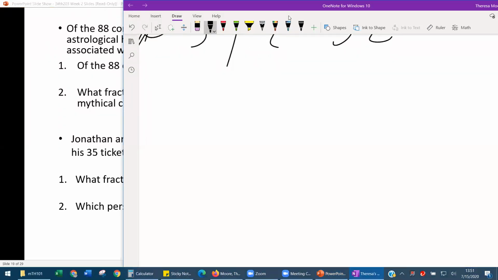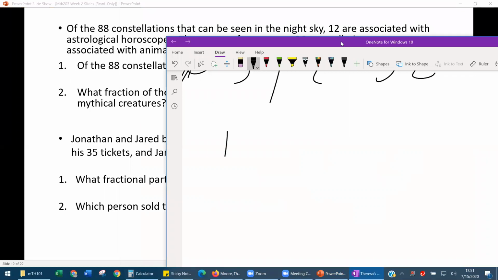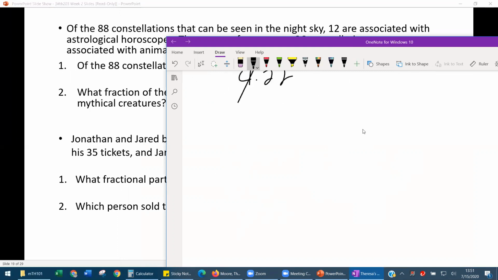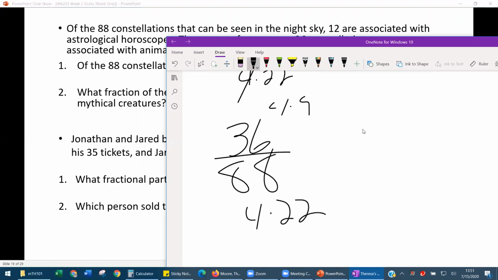So if we wrote those as fractions, we have 12 of 88, which reduces, that's 4, so that would be 3 over 22. Because basically what I did, I got a 4 out of each. 12 is 4 times 3. 88 is 4 times 22. So I can cancel the 4s and I get 3 over 22. And 36 out of the 88 are associated with mythical creatures. So 4 again, right? 36 is 4 times 9, 4 times 22. Get rid of the 4s, I have 9 over 22.